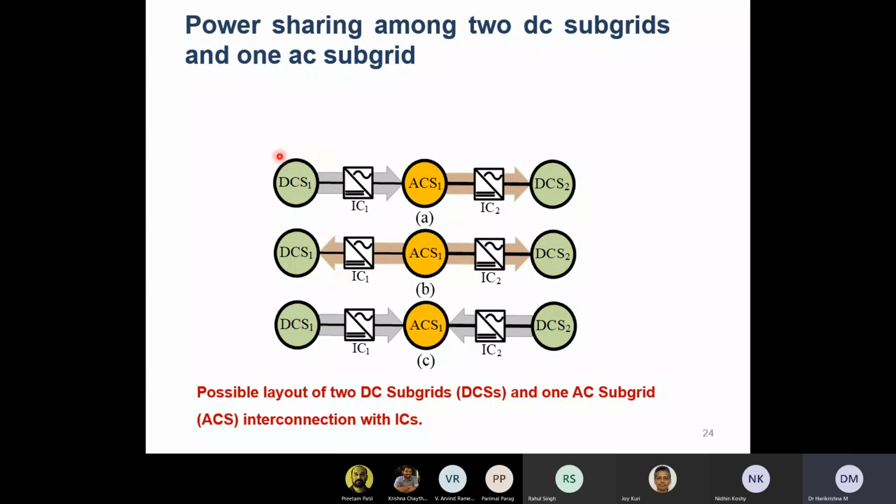Similarly, the analysis can be further extended to the case where DC subgrid 1 and DC subgrid 2 are connected to a single AC subgrid 1 using interlinking converters, where the interlinking converter provides bidirectional power flow from one subgrid to another subgrid.